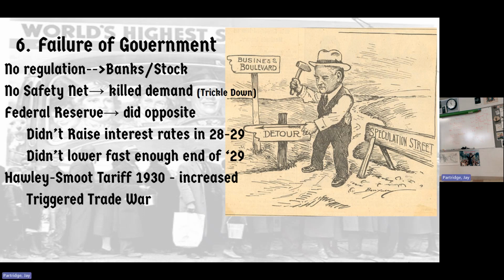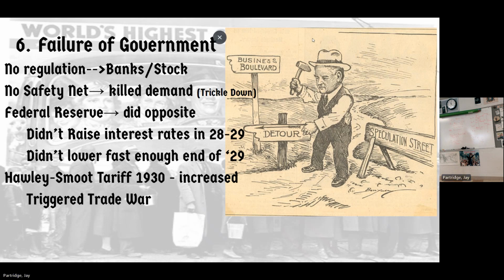It triggered a trade war. All of a sudden, all these countries raised their tariffs and international trade plummeted. And so people who had surplus goods and wanted to trade them couldn't trade them. The tariff was a disaster, an absolute disaster.